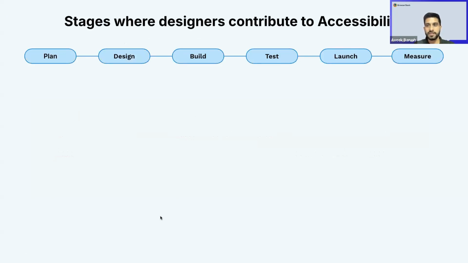Yep. So if this is your software development lifecycle, right from the planning stage to the measure stage, there are different parts where designers can contribute to accessibility. And this is a roadmap that you can follow as an organization if you're low on accessibility maturity or if you think you can do better. Next slide.